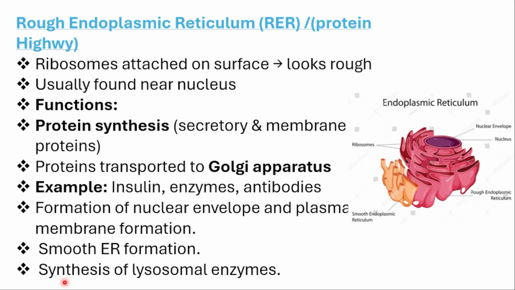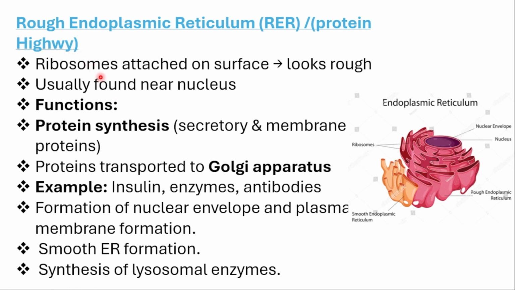So let's talk about the rough endoplasmic reticulum first. This rough endoplasmic reticulum organelle is said to be a protein highway because it is responsible for the synthesis of protein. That's why it is said to be a protein highway. Got it? Yes.